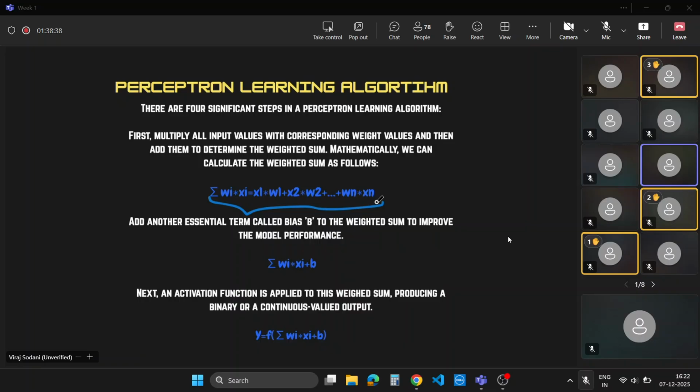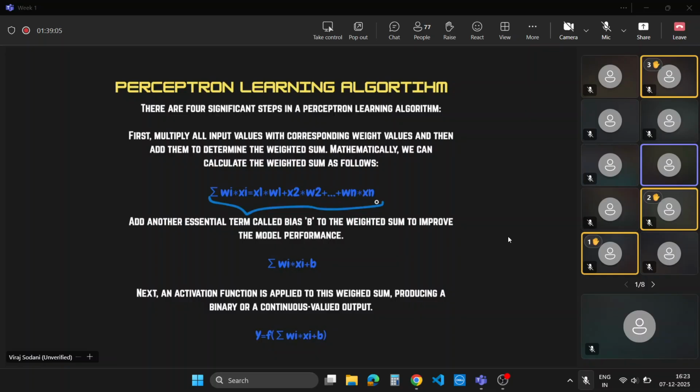Bias is nothing but something to improve the model performance. In other words, we can call it a kind of threshold for us. You don't actually depend on the given factors all the time; there can be variation for the same. So you add that bias term to take care of that variation. Okay, you can keep that in mind.